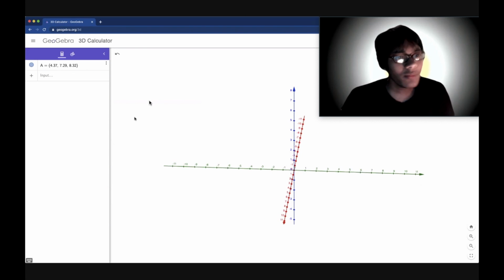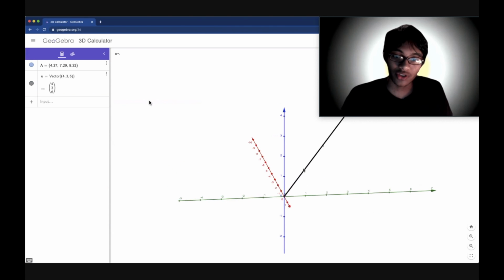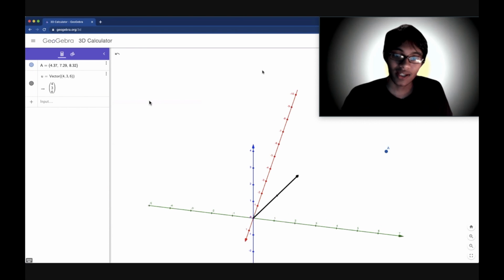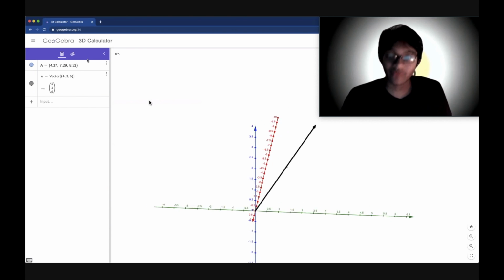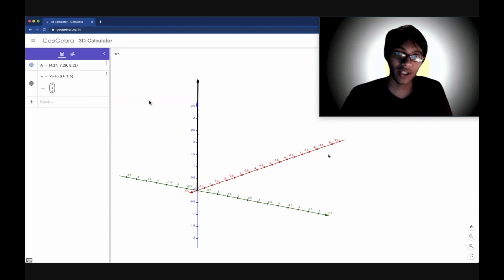Now, that's a point. How do you make a vector? Well, making a vector isn't as hard. All you have to write is vector, and you'll be asked to put a terminal point for your vector. So we can put, for example, 4, 3, 6. So right here you can see the initial point of my vector is the origin, 0, 0, 0, and the terminal point of my vector is 4, 3, 6. What does that mean? Well, hopefully you remember from our lectures that our vector here has an x component of 4, a y component of 3, and a z component of 6. So you can see that right here.